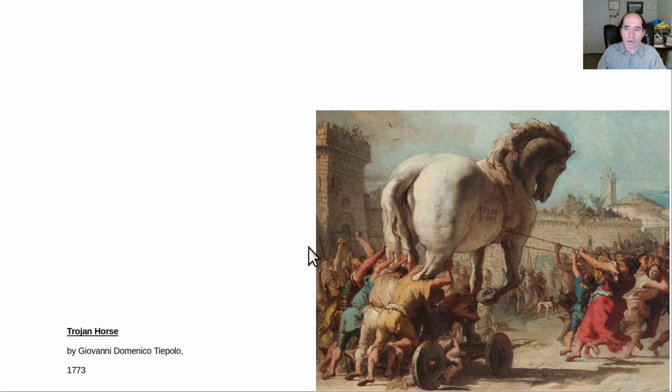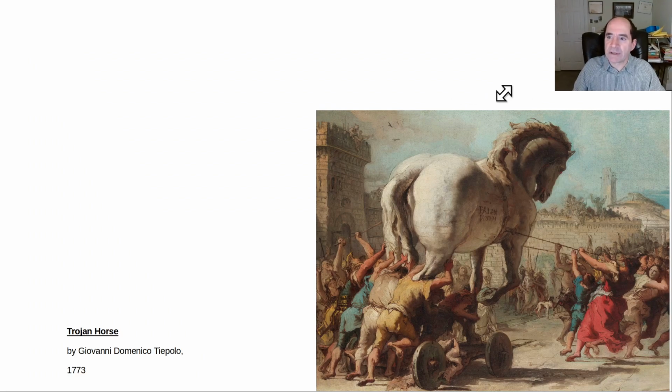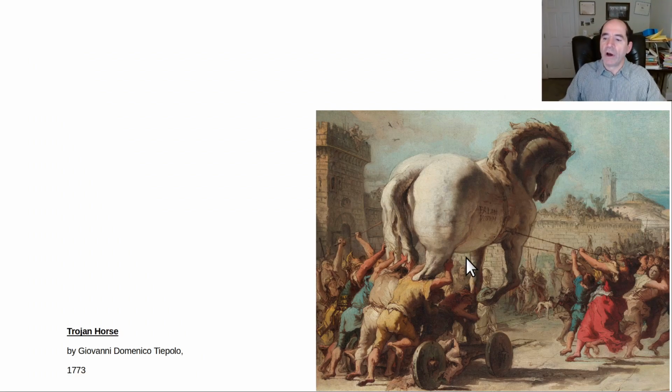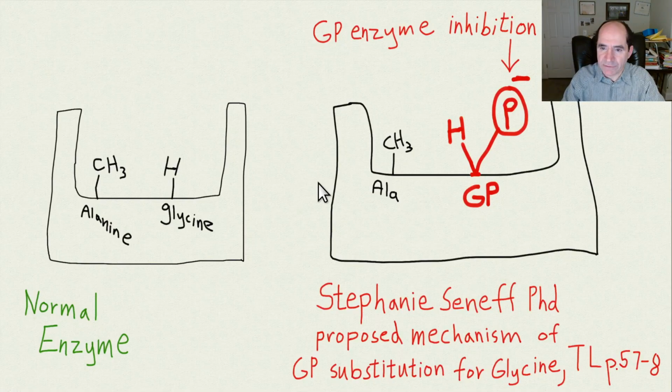The person who's written the most about this is Stephanie Seneff. So here's an example of a Trojan horse. Of course, that's from the Trojan War, where the Greeks were fighting the Trojans, and Odysseus had the idea, and they climbed inside the horse at night, and then they left it as a gift to the Trojans, and the prophet of Troy said, no, don't let it come in, but the people were stupid and they let it in. Okay, and it turned out to be a big problem. All right, so now I'm going to show you how that relates to enzyme active sites.